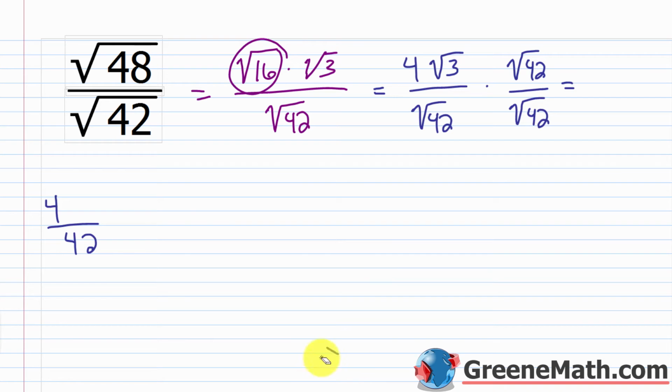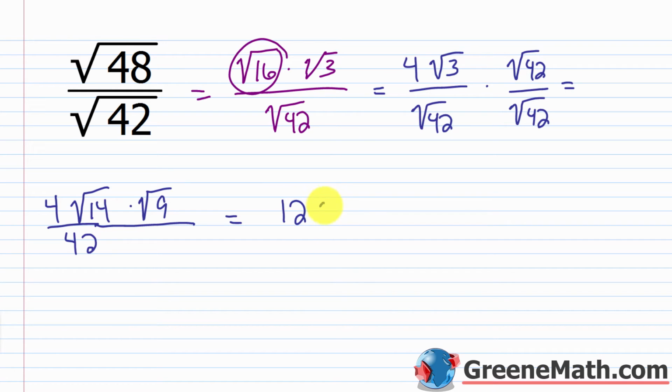So let's write this as the square root of 14 times the square root of 9. And then the square root of 9 is 3. So 3 times 4 would be 12. I'll have 12 times the square root of 14 over 42. And then I've still got some more simplifying to do. 12 and 42 share a common factor of 6, right? So 12 divided by 6 would be 2. 42 divided by 6 would be 7. So in the end, my simplified form is going to be 2 times the square root of 14 over 7.